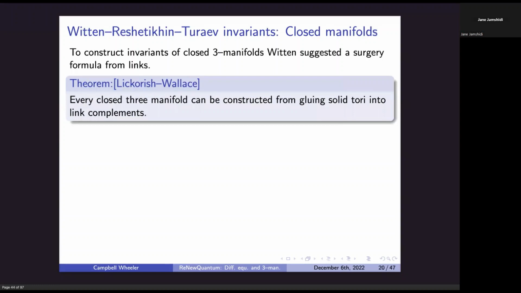Okay. So that's the story for where difference equations come up for knot complements. And so now we want to shift towards closed manifolds.